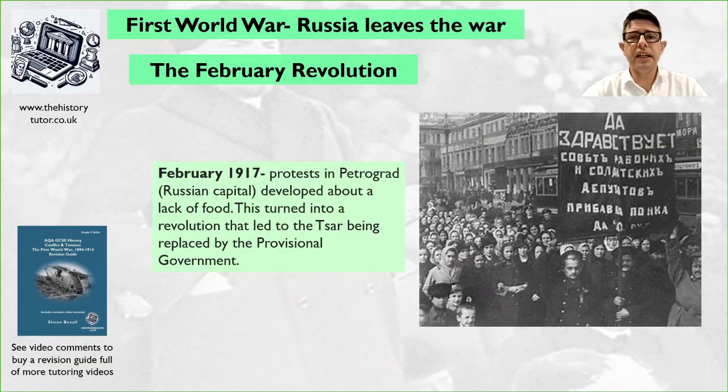Added to this, the winter had led to food problems at home and bread shortages. So by February 1917, there were long queues in the Russian capital, Petrograd, of women trying to get food. This leads to the Women's March to the Putilov works, and strikes begin in Petrograd and across the cities of Russia. This leads to the February Revolution. The Tsar is overthrown and replaced by the Provisional Government, which is basically the elected Duma of Russia.